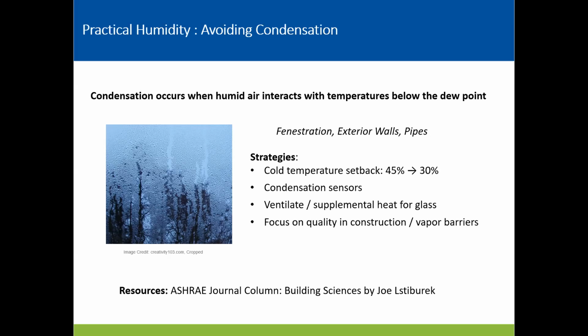Some of the ways that this can be controlled are devices like condensation sensors, but there are also common strategies that we use to avoid condensation on windows and doors. That includes ventilating or providing heat for the glass, and really focusing on quality in construction and the vapor barriers, being careful that we're not damaging vapor barriers during buildup, and that we're focusing on building tight and well insulated buildings.